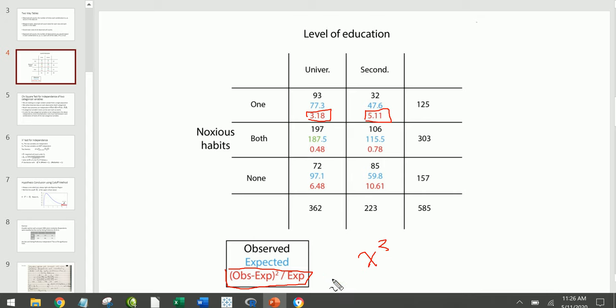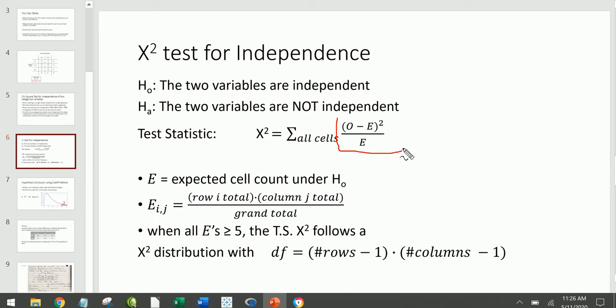Look at this, I've put a square around here. Compare it to this formula here. That's exactly the same thing, except this requires us to sum up all of those. So there's going to be 6 of these for that example. So we're going to sum all those up. Okay? Now let's jump into an example.